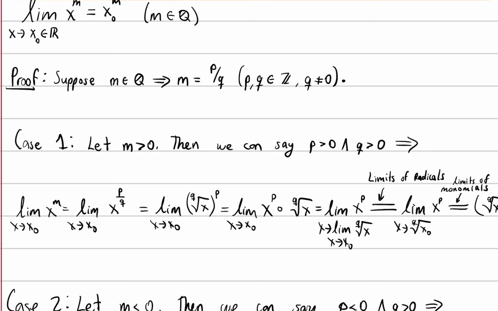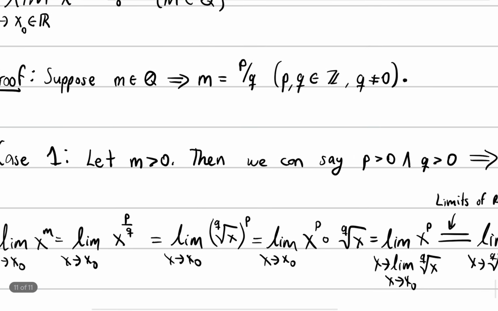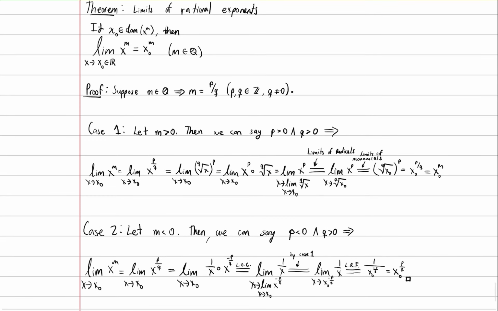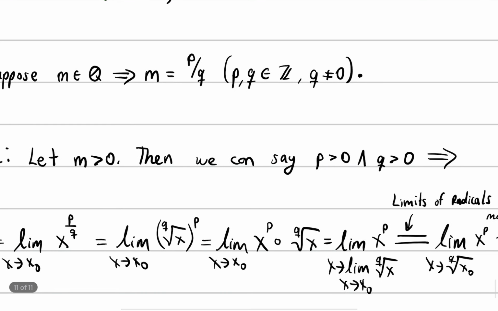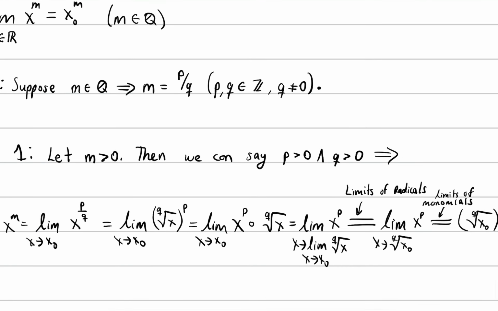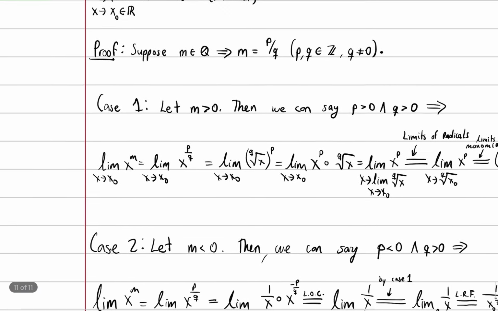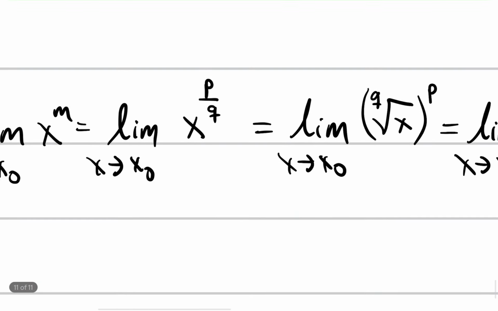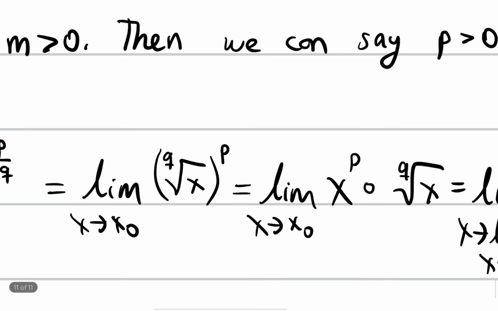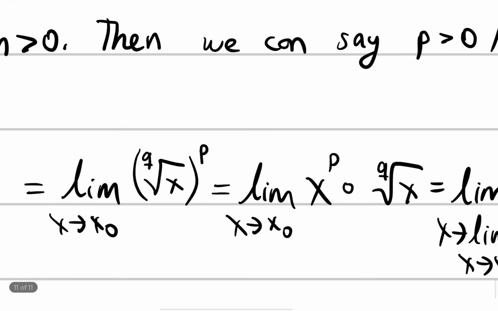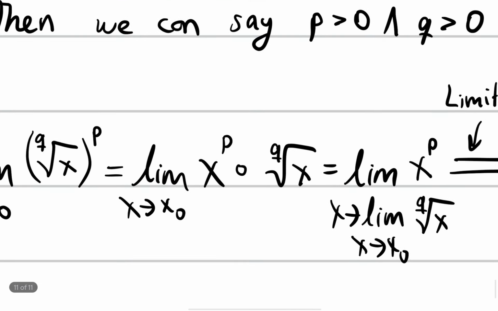Actually, we'll just say greater than 0, because the case for equal to 0 is covered. It's just the case of a constant. It's trivial. We'll move on from that. Then we can set p to be greater than 0 and q to be greater than 0. And we'll rewrite our limit in the form of radical and exponent, and we'll rewrite this as a composition.